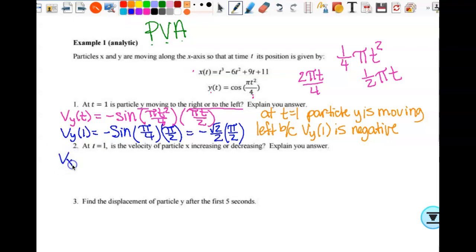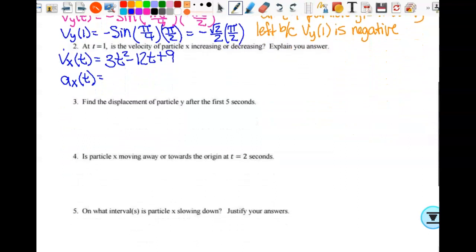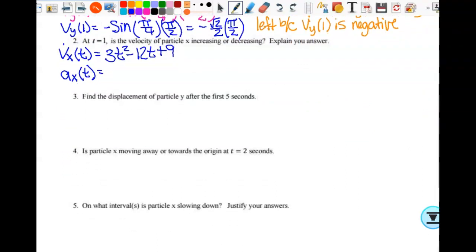I need to find the velocity and the acceleration. So the velocity for particle x, v of t, equals, take the derivative, 3t squared minus 12t plus 9. Then I also need to do the acceleration, right? Acceleration for x of t. Do you understand why I have to use these little subscripts? Because we have an x and a y, we're finding the velocity and acceleration. Good. So then, how do I find the acceleration? Derivative of what? Velocity, yeah. So this is going to be 6t minus 12.